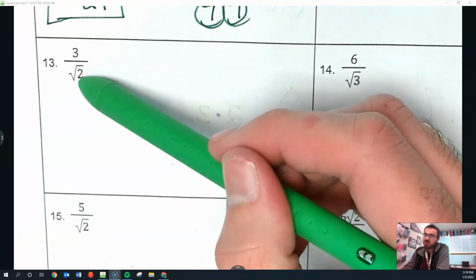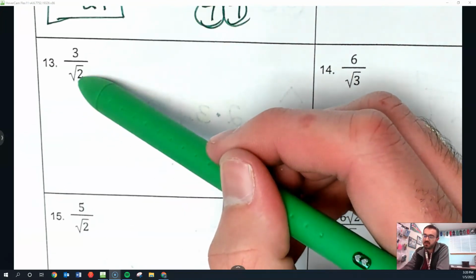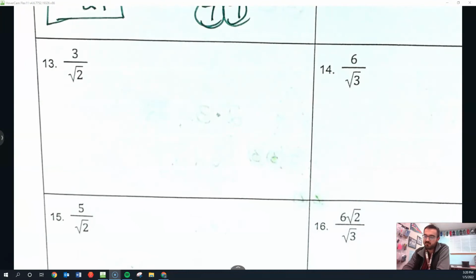And so the square root of 2 has to be changed. Here's how we do it. Very simple. Look at your cheat sheet. There's 2 steps.